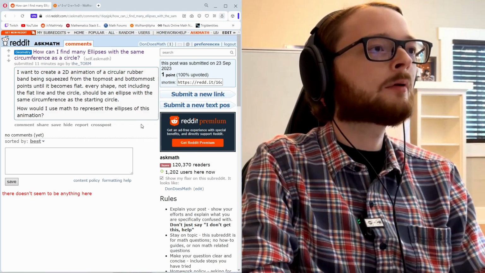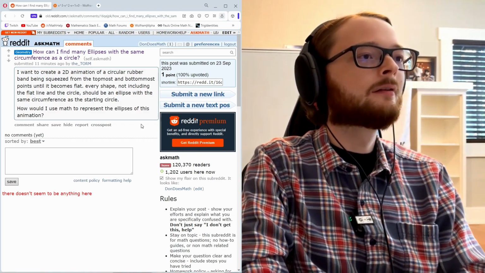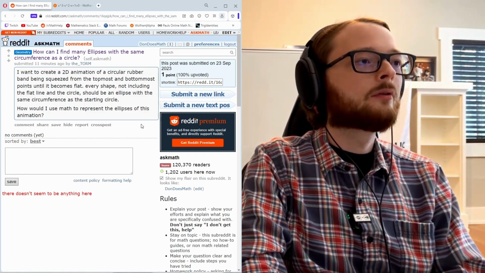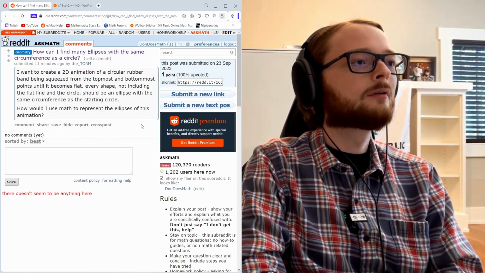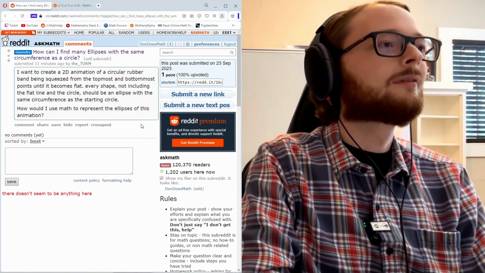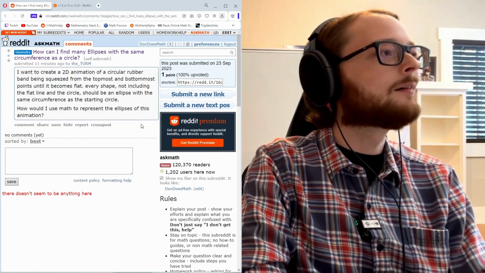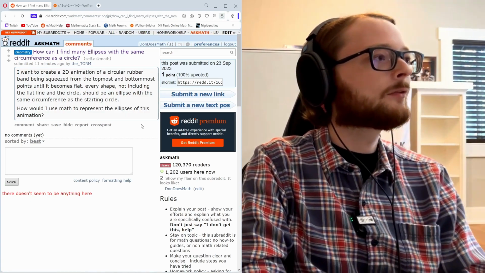A circular rubber band being squeezed from the topmost and bottommost points until it becomes flat. Every shape, not including the flat line, should be an ellipse with the same circumference as the starting circle. That's interesting. How do you transform an ellipse while keeping its circumference constant?